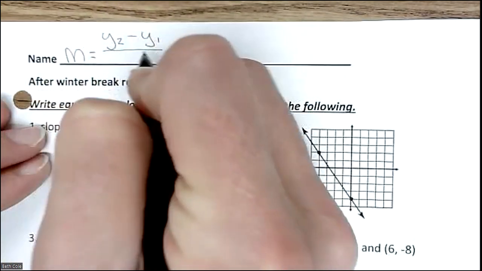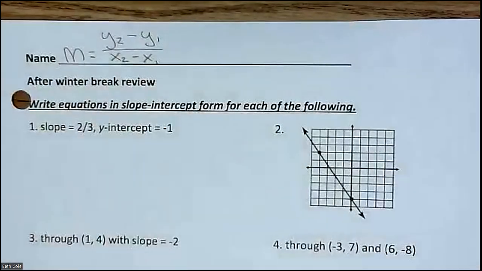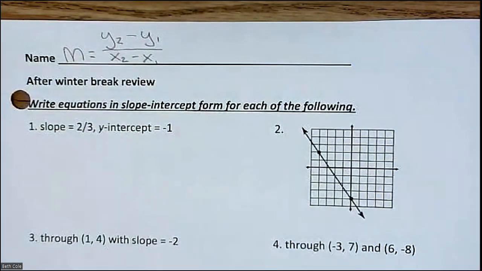And then on the bottom, good. So you're subtracting, y goes on the top, x goes on the bottom. It looks like a whole lot of x's and y's and ones and twos. It looks complicated, but you're just subtracting. And remember, you can just type it in the calculator. Okay. And then our slope intercept form.